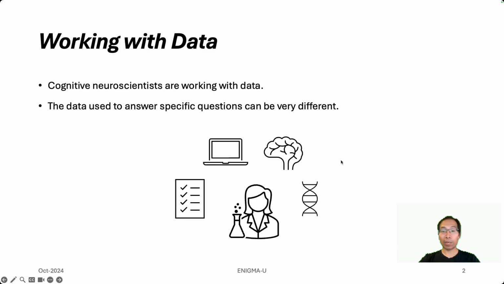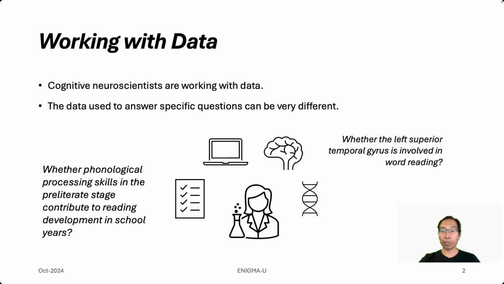For example, if we ask whether the left superior temporal gyrus is involved in word reading, the data we will use will differ from what we will use to answer the question whether phonological processing skill in the pre-literate stage contributes to reading development during school years. Here, we pause for 10 seconds so you can quickly think about this. Okay, just pause the video if you need more time.